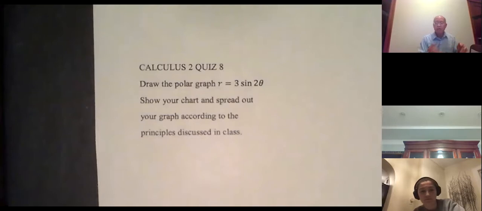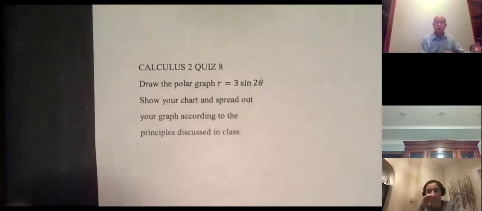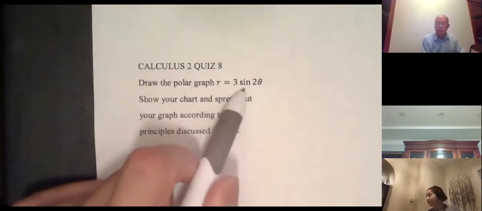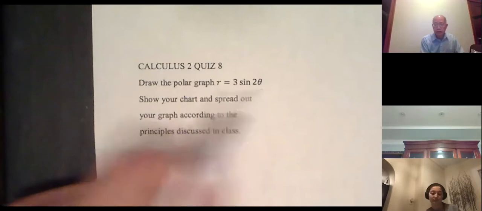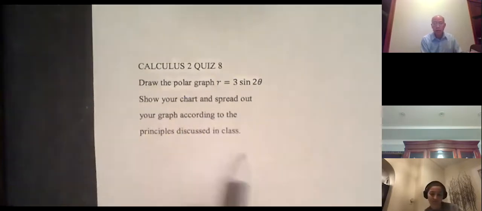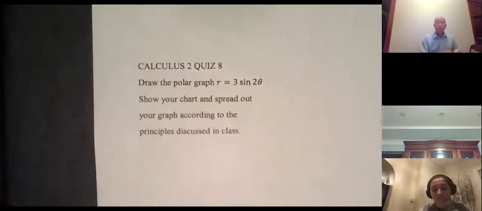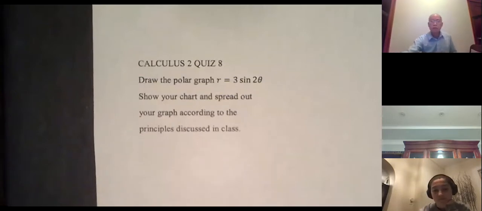So you might have the right graph, but I'm not going to give you full credit if you scrunch the graph only to a few circles. You want to use as many of the 14 circles as possible. And there's a certain way to handle sine of 2 theta. Okay, so it's r equals 3 sine 2 theta. Draw the chart and draw the graph, due Tuesday at 7:10 p.m. Okay, I'm going to assume you all have it now.